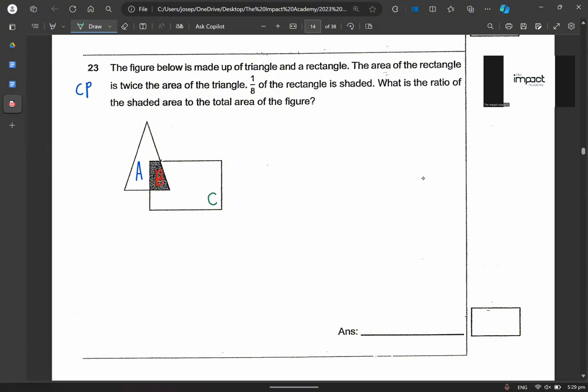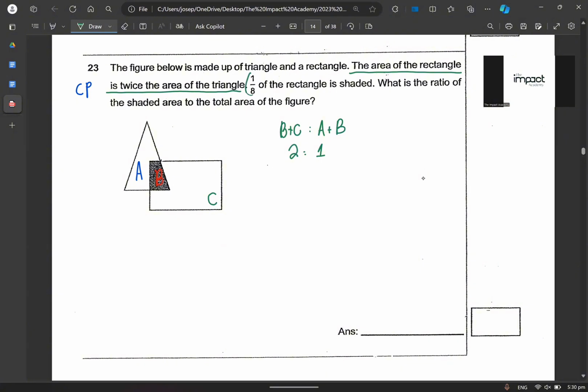Okay, so they say that the area of the rectangle is twice the area of the triangle. What is the area of the rectangle? B plus C. Am I making sense? Is to, what is the area of the triangle? A plus B. What is the ratio? 2 is to 1. The area of the rectangle to the triangle is 2 is to 1. Am I making sense?